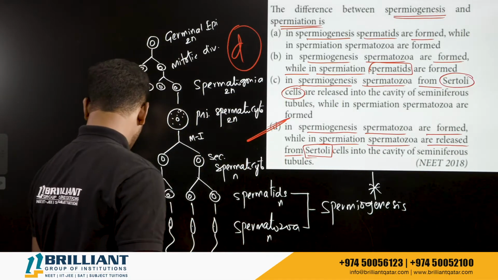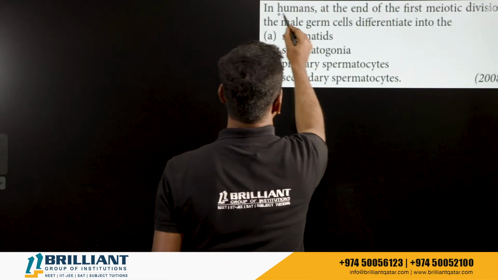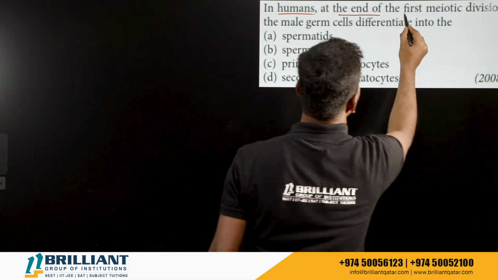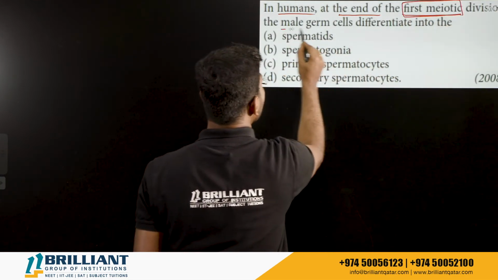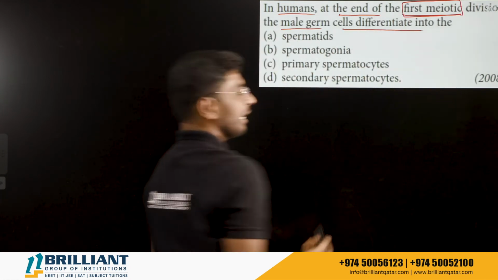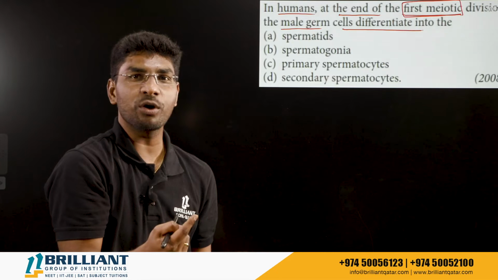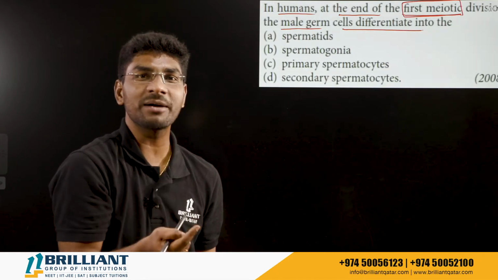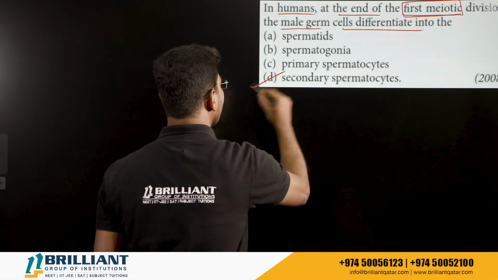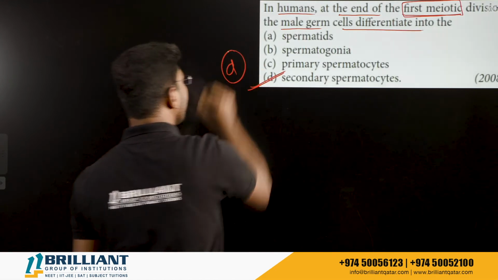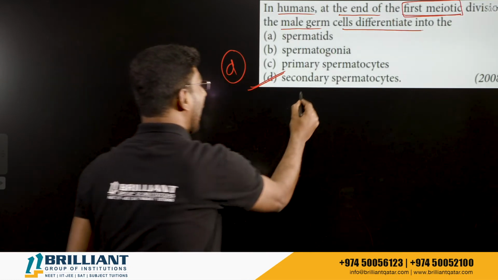Look at our question now. What is our question? Our question tells us, in humans, at the end of the first meiotic division, male germ cells differentiate into... Can you guess the answer? After the first meiotic division, what is the stage that comes? Any one of you? Right. The right answer is secondary spermatocyte. Option D. So after meiosis 1, the secondary spermatocyte cells are haploid.